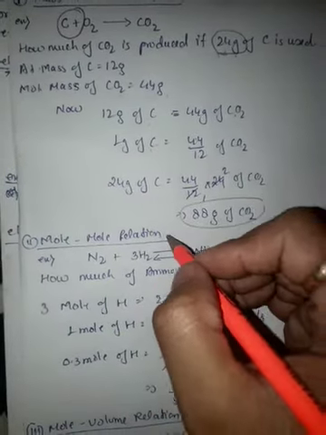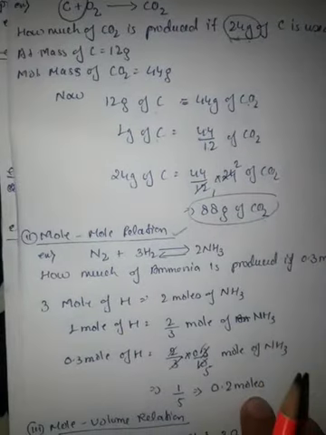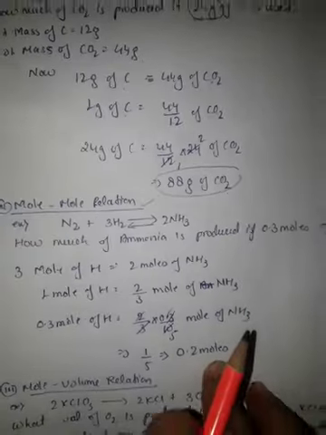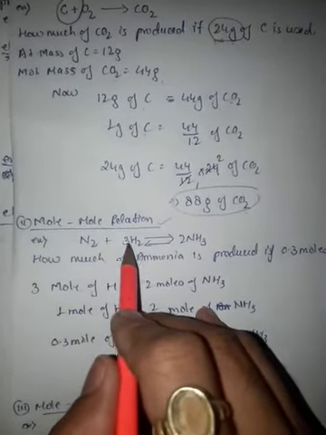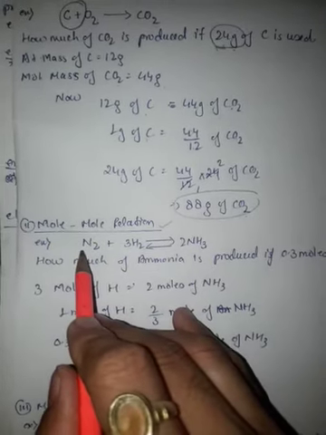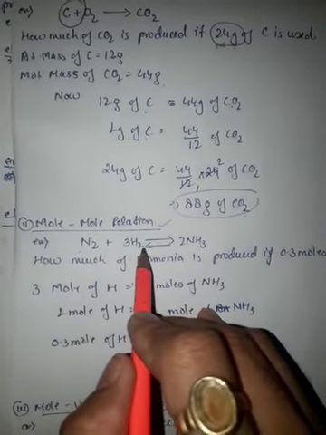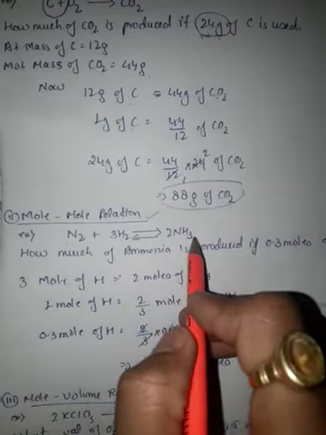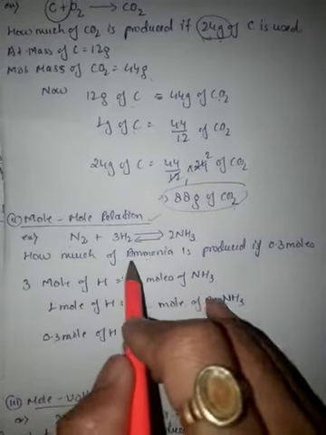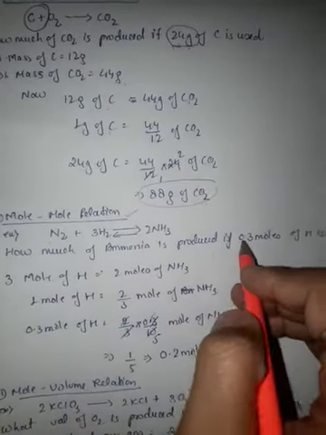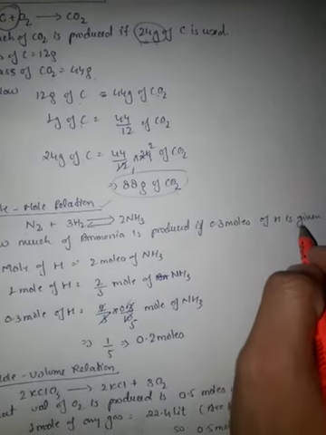If the relation is given in terms of mole-mole, that is mole-mole fraction relation is given, so I have taken the example for you. Nitrogen reacts with hydrogen. 1 mole of nitrogen reacts with 3 moles of hydrogen. It gives 2 mole of ammonia. Question is asked, how much of ammonia is produced if 0.3 mole of hydrogen is given?